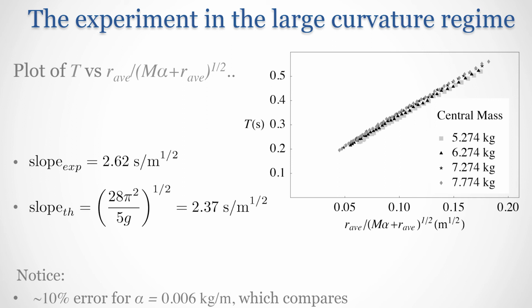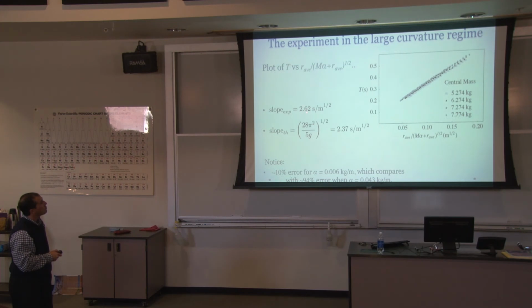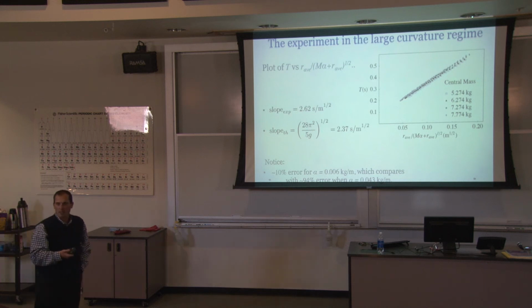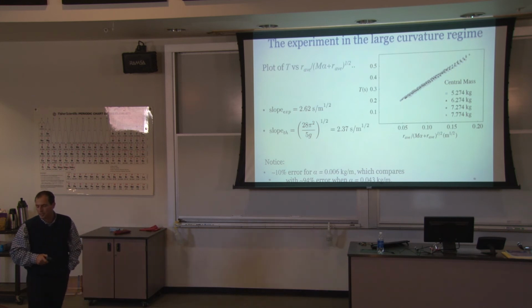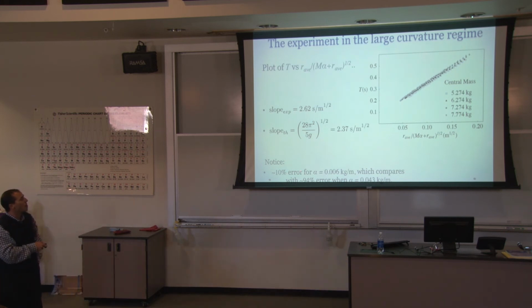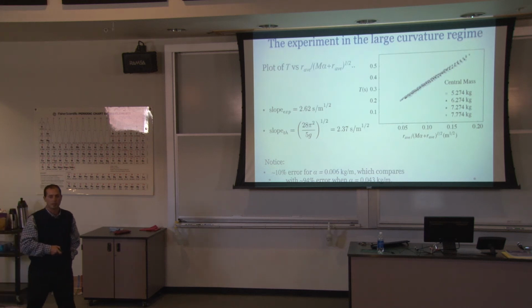Anyway, the experimental value we find by the slope of this line gives us effectively 2.62. This is what the slope is theoretically. If I plug in g as 9.80, I get this value here, 2.37. So they're pretty close. How close? About 10% error when I use this value of alpha. It may sound like it's off by a bit, but when I used the alpha from before, I find about 94% error, and it's not even close to being linear.